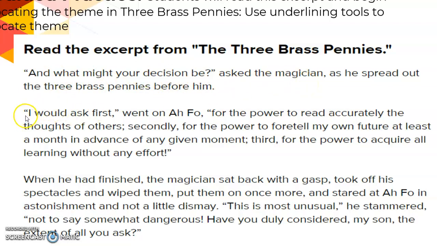And this is where we meet our leading characters, Afo, and he asks for the power to read accurately the thoughts of others. He asks for the power to foretell his own future, at least a month in advance. And finally, for the power to acquire all learning without any effort.